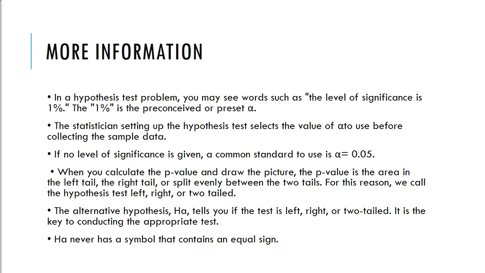When you're dealing with people's lives, you might use a level of significance of like 0.00001 because you want to be very, very clear about what you're doing when you're dealing with people's lives and animals. These are life or death decisions. When you calculate the p-value and you draw the picture, the p-value is the area in the left tail or right tail, or split evenly between the two tails. For this reason, we call the hypothesis test left, right, or two-tailed. The alternative hypothesis tells you if the test is left, right, or two-tailed. It is the key for conducting the appropriate test. Again, remember, the alternative will never contain an equal sign.